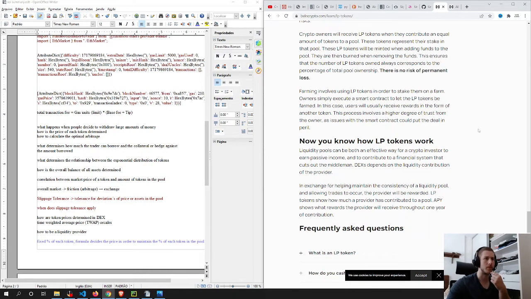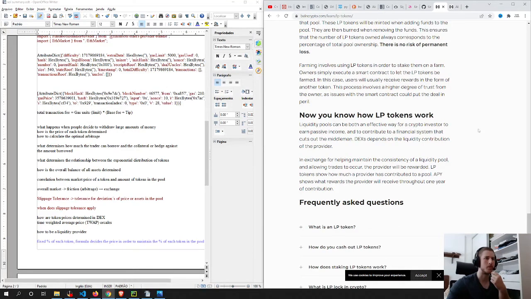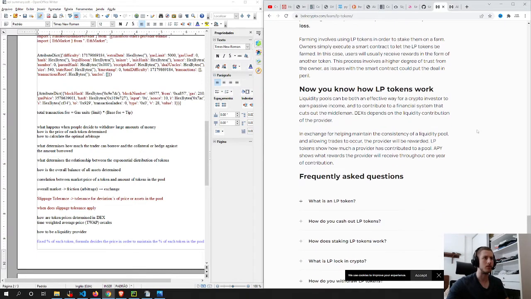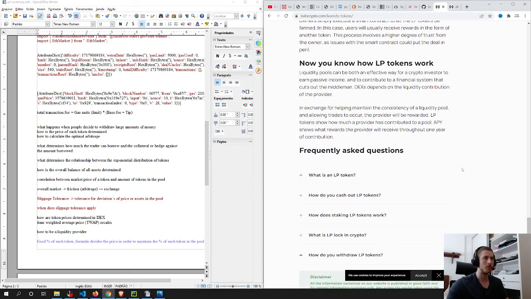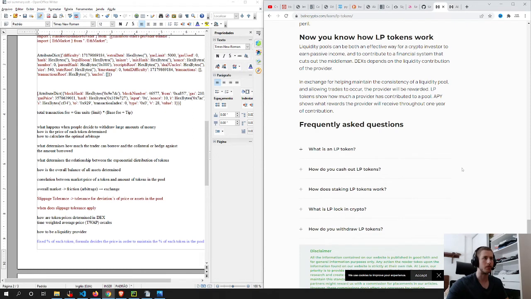Farming involves using LP tokens in order to stake them on a farm. Owners simply execute a smart contract to let the LP tokens be farmed. In this case, users will usually receive rewards in the form of another token. This process involves a higher degree of trust from the owner, as issues with the smart contract could put the deal in peril. Now you know how LP tokens work. Liquidity pools can be both an effective way for a crypto investor to earn passive income and to contribute to a financial system that cuts out the middleman. In exchange for helping with the ecosystem, trades occur that will be rewarded. LP tokens show how much a provider can help.